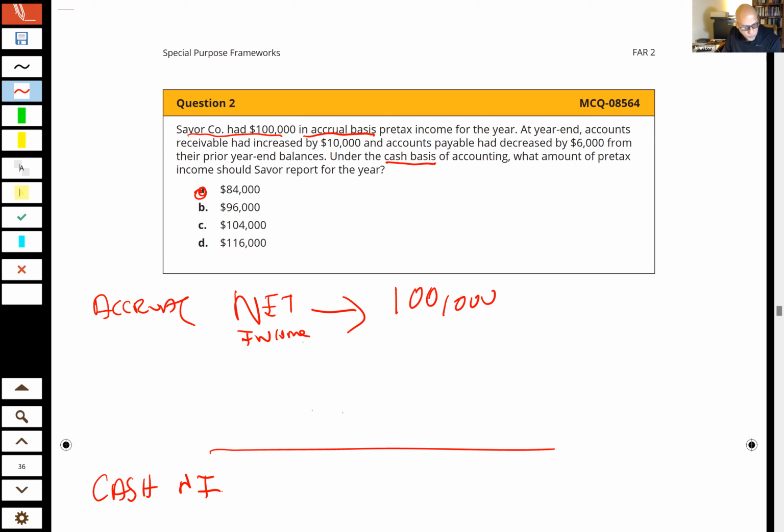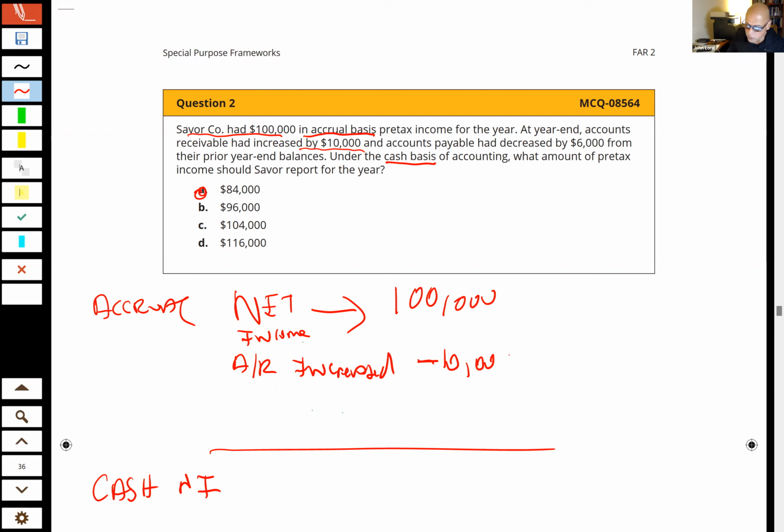It says that for current assets, do the same. Okay, so I look, and my current asset did what? My receivable increased 10,000, didn't it? Whoops. For accrual to cash, for current assets, I should do what? Do the opposite. So my accounts receivable increased, and since it increased, I do the opposite. I subtract it. Is that what the flashcard says? Yes. Current assets, do the opposite.